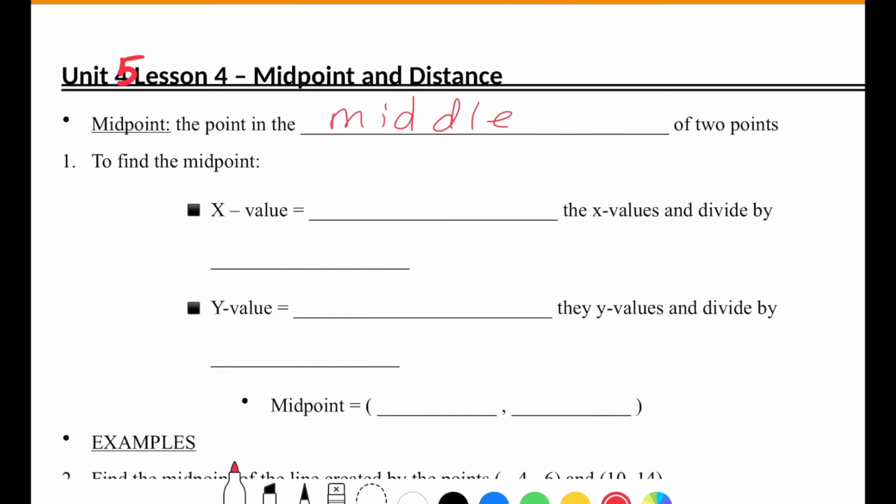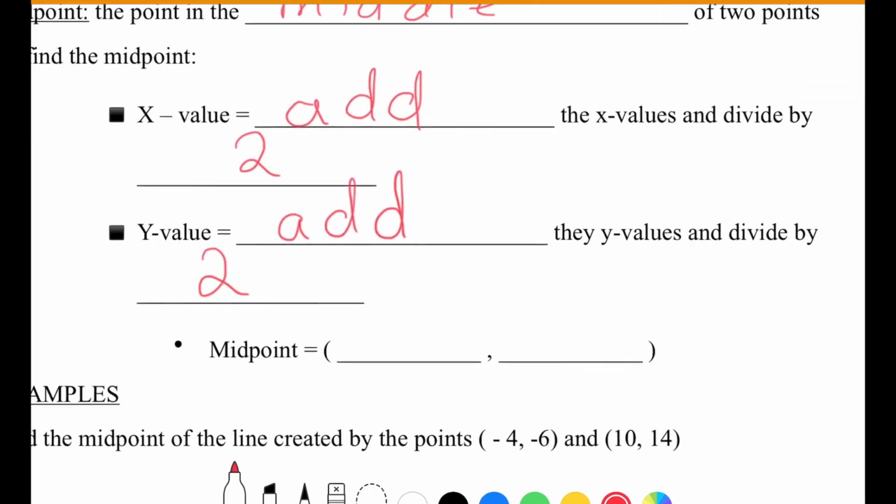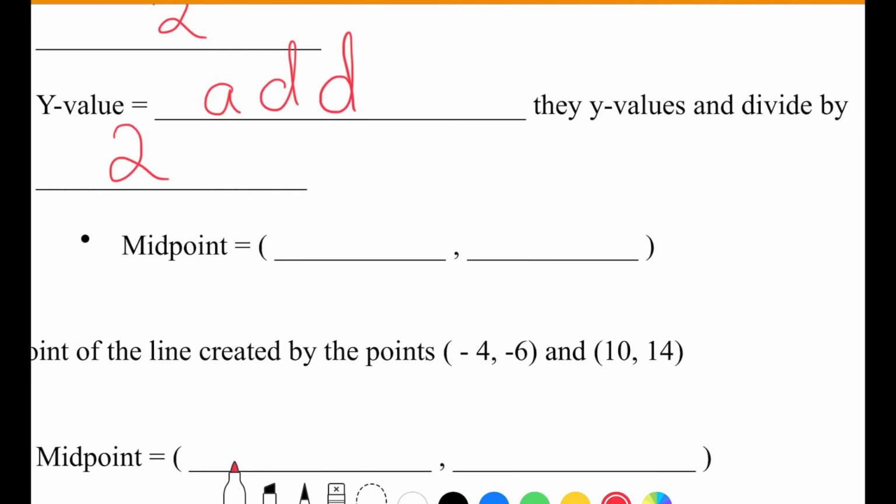So, with the formula, you're going to take your x values and you're going to add them together, and then you're going to divide by 2. You're also going to take your y values, add them together, and divide by 2. So the formula for midpoint is your first x value plus your second x value all over 2, or divide by 2. Then you're going to take your first y value and add it to your second y value and divide by 2. So that is your formula.